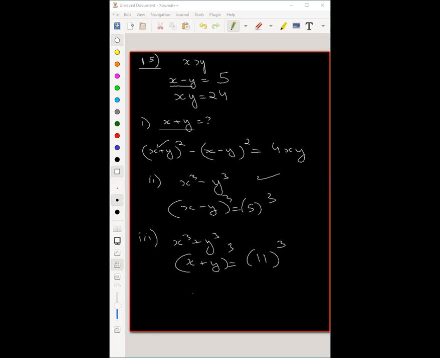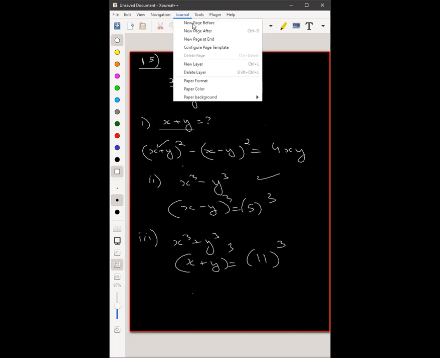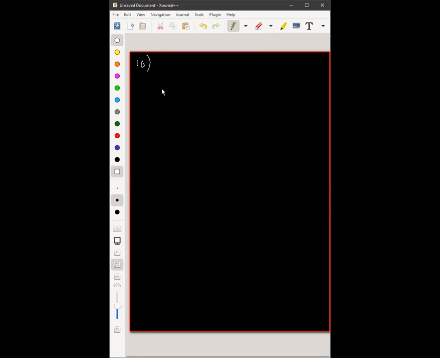Yes, sir. You know how I can get x cube plus y cube? 15 question, who had asked? But should it be 5 cube instead of 11 cube? X plus y, I think the answer should be 11. Okay, let's see. Check your answer. If you're working, you should get 11 there. Who had asked for the 16 question? Okay, Ananya, let's do that.